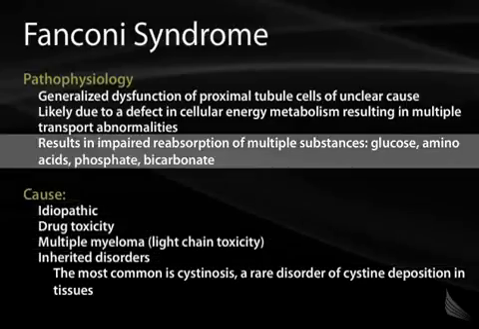The clinical manifestation is impaired reabsorption of multiple substances: glucose, amino acids, phosphates, and bicarbonate. Therefore, all of these substances will be present in the final urine at much higher concentrations than they should be. Essentially, you will see glucosuria, aminoaciduria, phosphaturia leading to low serum phosphate concentrations, and bicarbonaturia leading to a metabolic acidosis, or a low serum bicarbonate concentration.